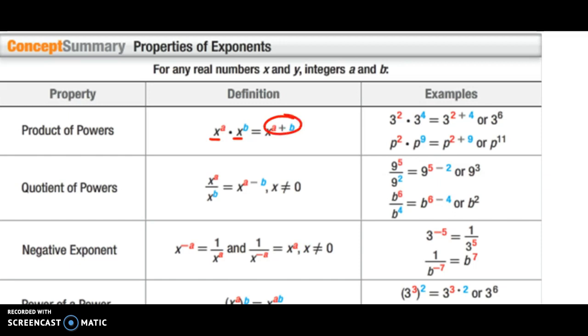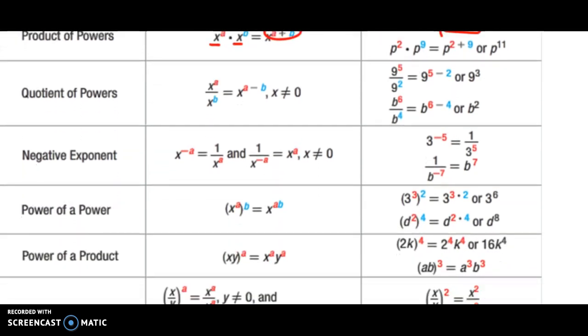An example would be 3 to the second times 3 to the fourth is 3 to the 2 plus 4, which is 3 to the 6. Quotient of powers, meaning division: if they have the same base, notice this one has x and x, I'm going to subtract the bottom exponent from the top. An example would be b to the 6 divided by b to the 4th, which is b to the 6 minus 4, which is b to the 2nd.